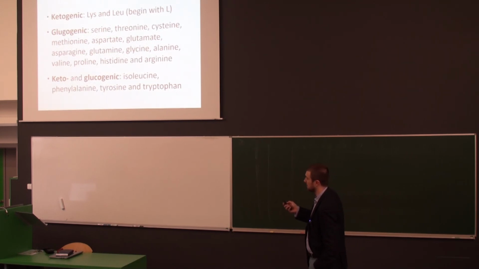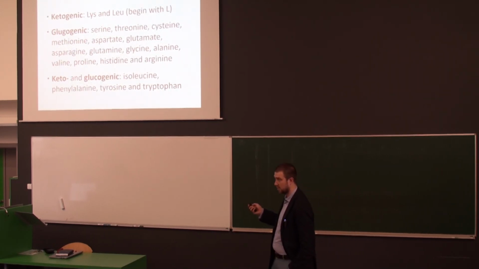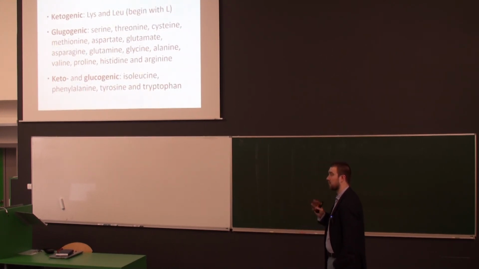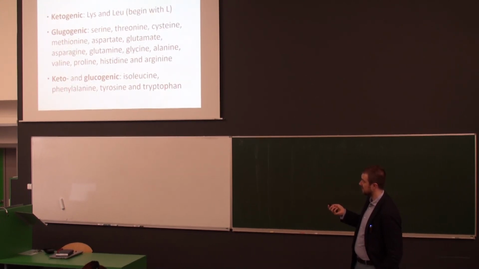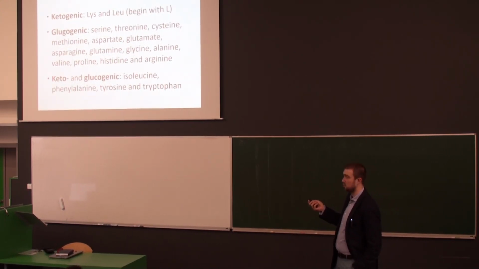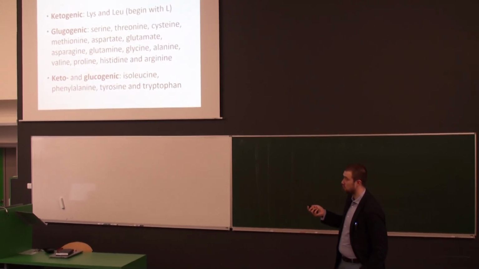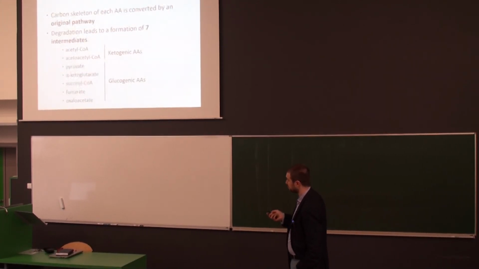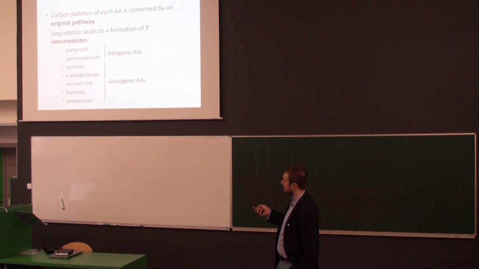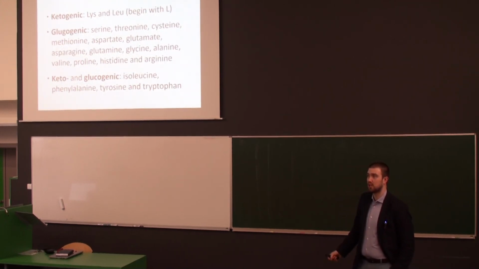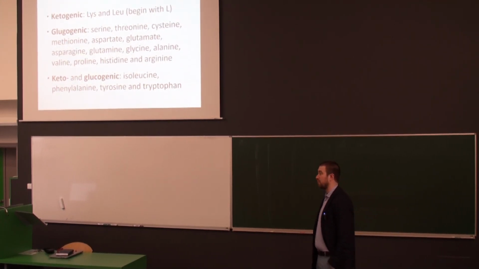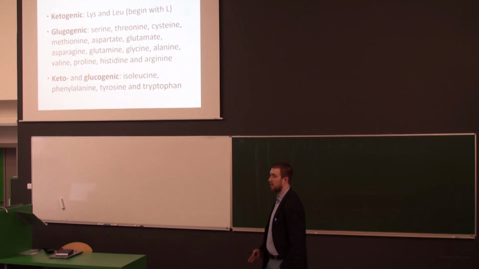Then as you see, the biggest group is the glucogenic, and then we have one special group for 4 amino acids, for all aromatic amino acids, and amino acid leucine, that gives you 2 intermediates. One from this group and one from this group. And therefore, we call them keto and glucogenic amino acids. Of course, in the test, you can have variation.